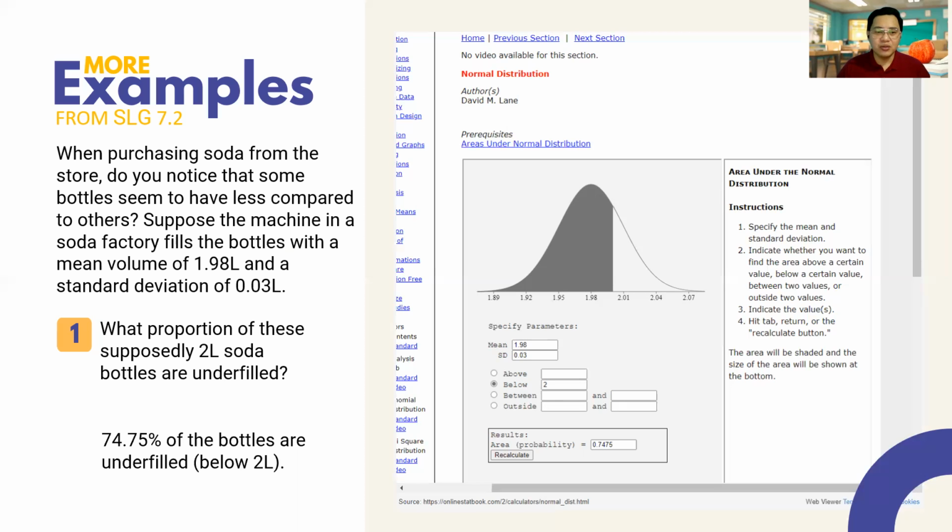Although you can argue that perhaps 1.99, 1.98, a difference of a couple of hundredths of a liter, is not too significant to be noticed by consumers, and it's not going to affect the product, right? So let's take a look at a second example.